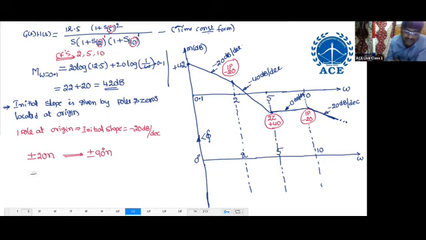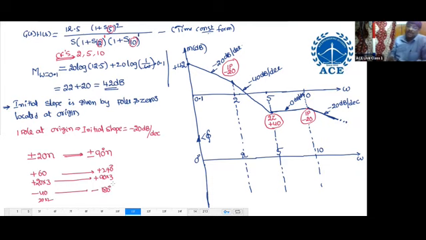For example, plus 60 means plus 20 into 3. In place of 20, you write 90, so plus 90 into 3. That means plus 60 equivalent is plus 270. For example, minus 40 dB per decade: minus 20 into 2, so 90 into 2, that means minus 180. Just convert the slopes into phase angle, then it will become very easy.